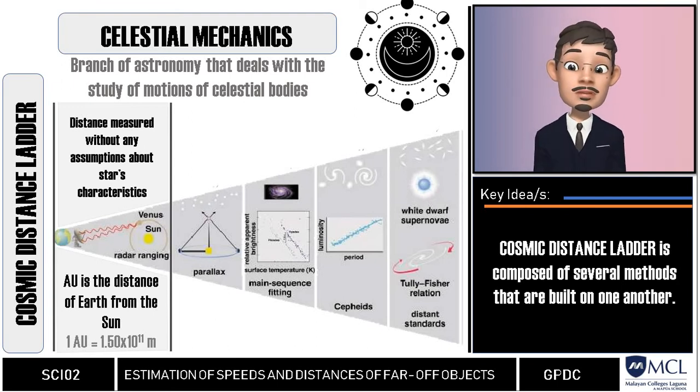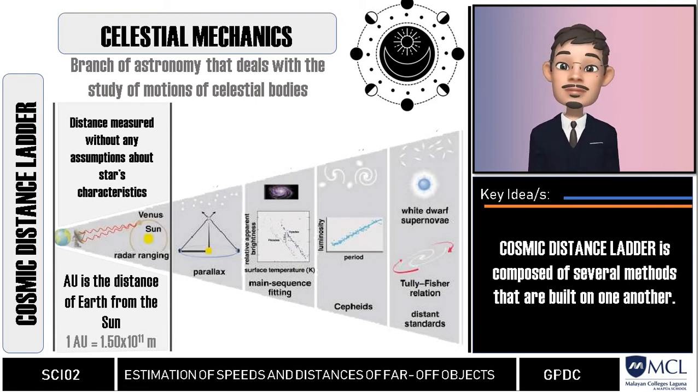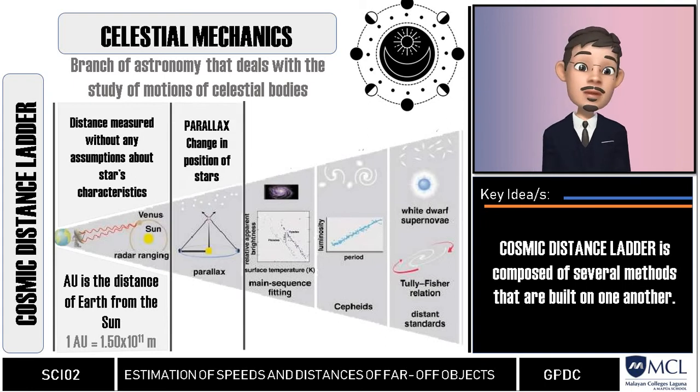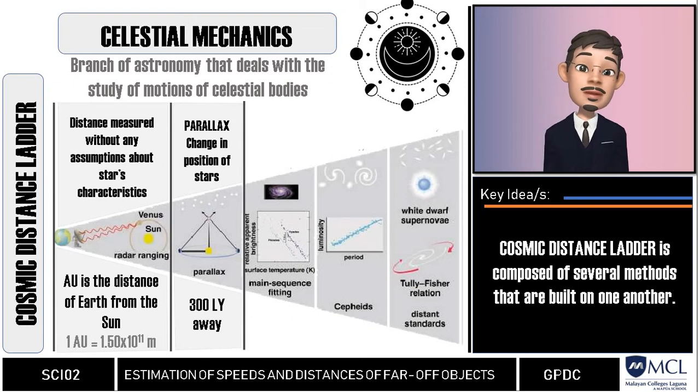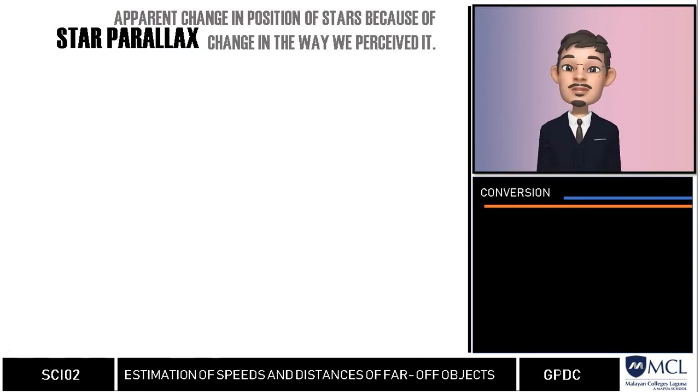This same value is used in measuring the parallax of stars. Parallax is the apparent change in the position of an object due to a change in the way we perceive it. Depending on the perceptions of the viewer, it is used in measuring the distance of the stars that are approximately 300 light years away. How is this star parallax measured?